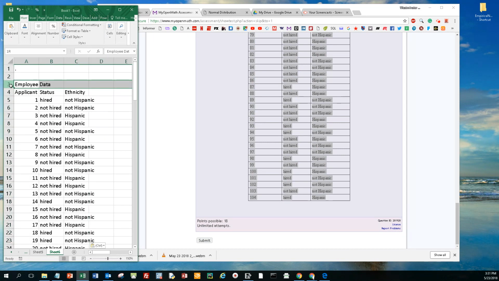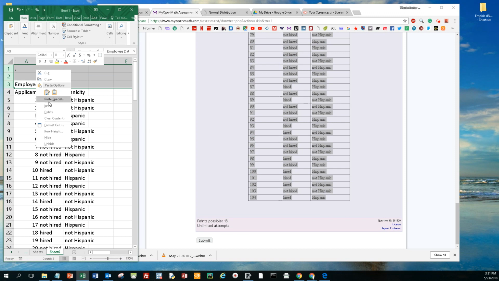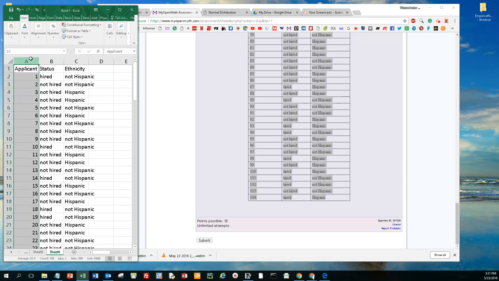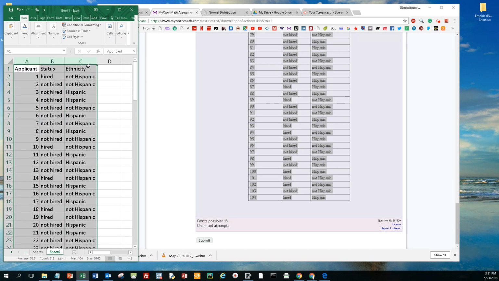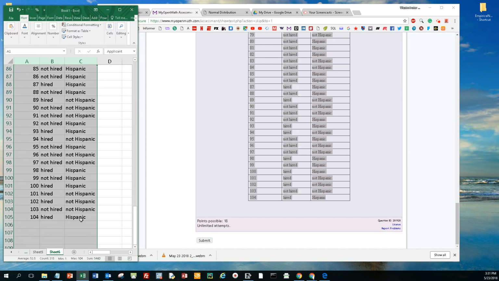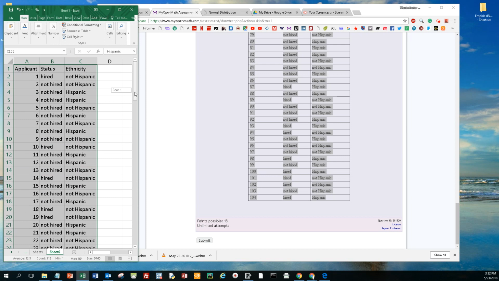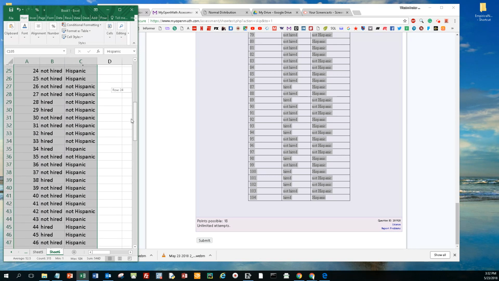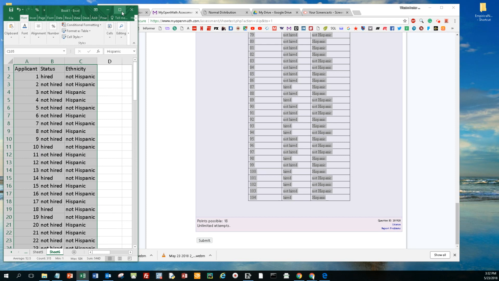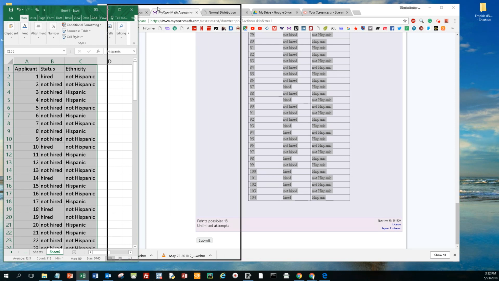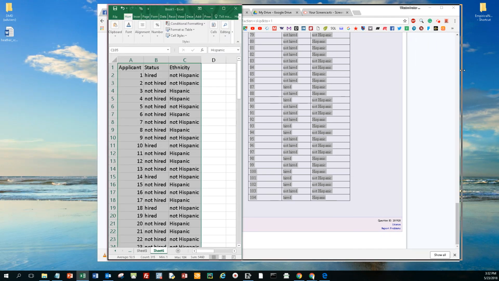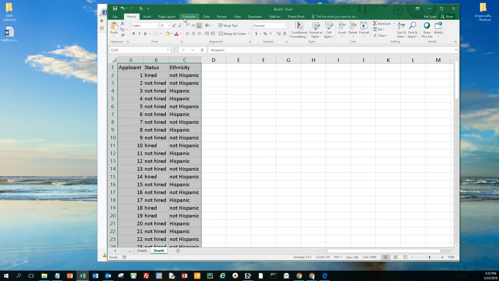And then I'm going to go ahead and get rid of the first three rows here so that we have applicant number, status, hired or not hired, and ethnicity. And then I'm going to just highlight the data, not the columns, just the data. I'm going to have to maximize this a little bit because I'm going to convert it into a table.